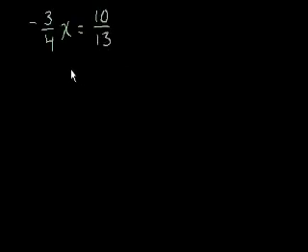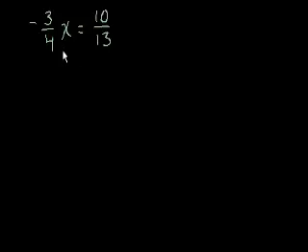So let's say I had negative 3 over 4 times x equals 10 over 13. Now this is a harder problem. I can't do this one in my head. We're saying negative 3/4 times some number x is equal to 10 over 13. If someone came up to you on the street and asked you that, I think you'd be like me and you'd be pretty stumped. But let's work it out algebraically.